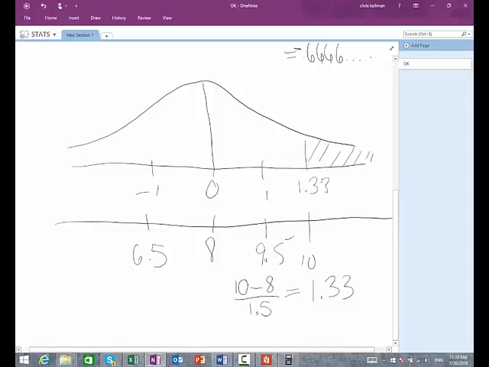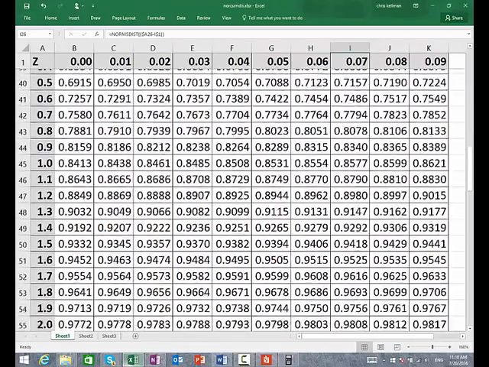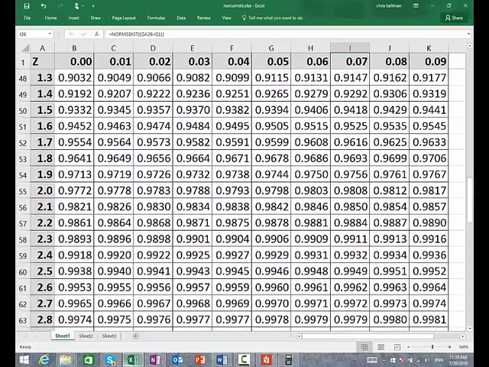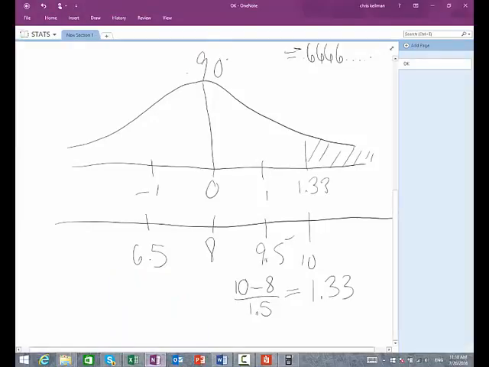So we are looking for 1.33. Now we're going to go back to our table and look up 1.33. In the units, we look for 1.3, and for our second decimal place, we get 0.3. So 1.33 gives us 0.9082. Let's go back. So 0.9082 is the area to the left of our z-score.